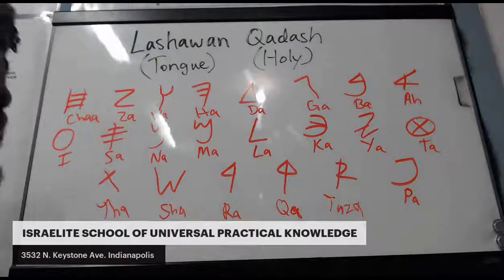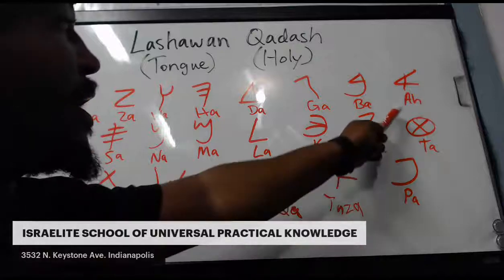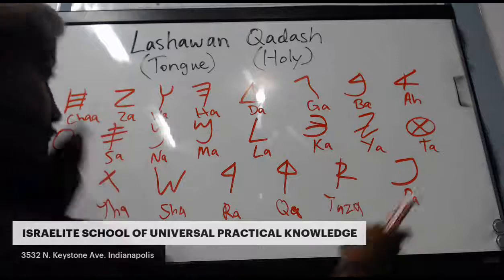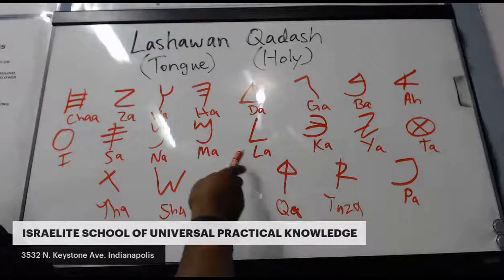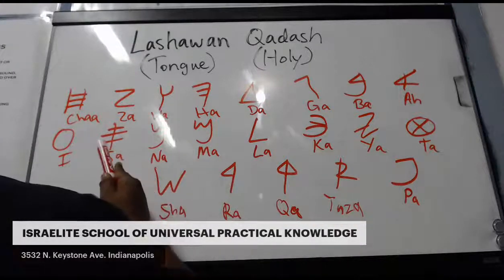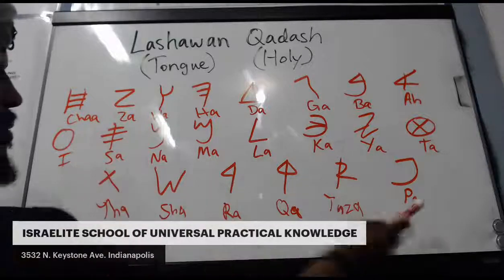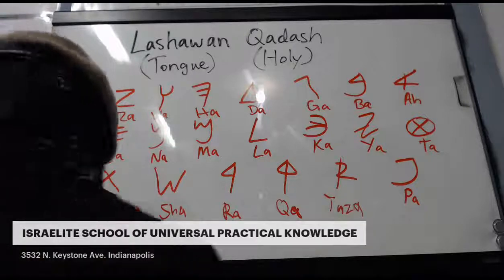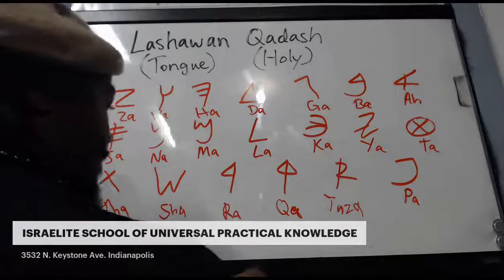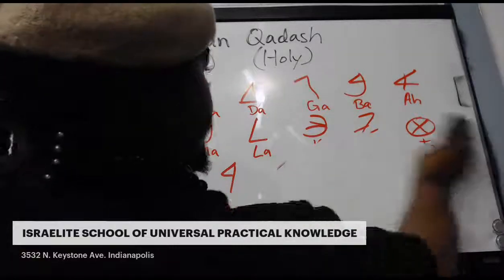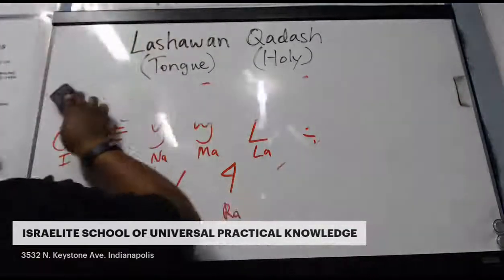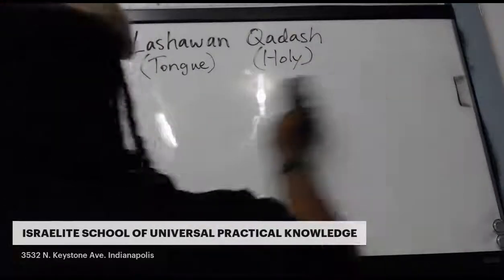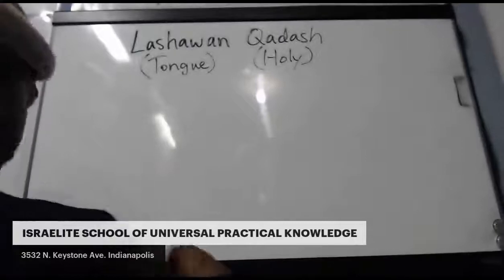Alright. Lashwan Kodash. A, Ba, Ga, Da, Ha, Wa, Za, Cha, Ta, Ya, Ka, La, Ma, Na, Sa, I, Pa, Za, Kwa, Ra, Sha, and Tha. Alright. Let's get into the Syrian.